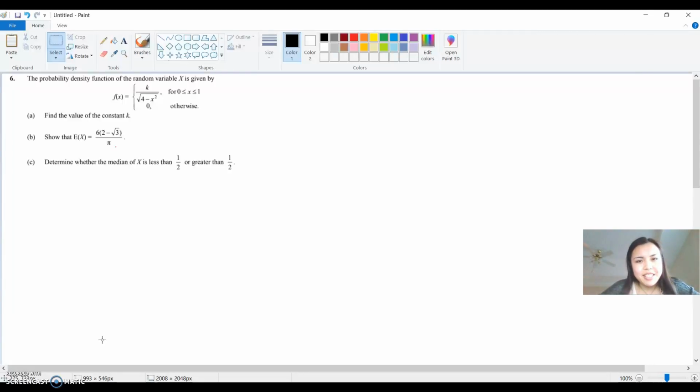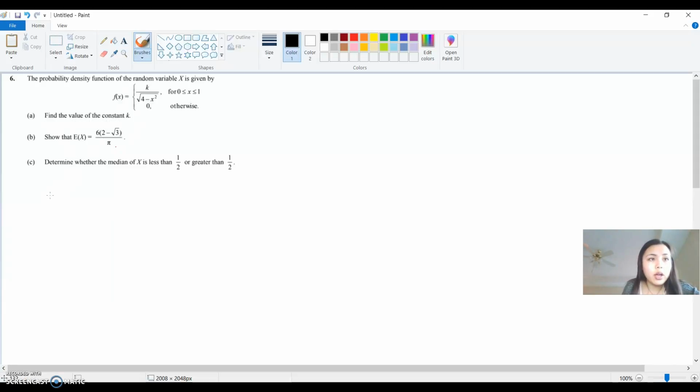Okay, hello everyone. This is number 6 of the chapter 11 HL test review. Number 6 gives us the probability density of a function of the random variable x. It is given by f of x equals k over the square root of 4 minus x squared for the domain from 0 to 1. Basically that's telling us that the area under the curve from 0 to 1 equals 1. Now, find the value of the constant k.